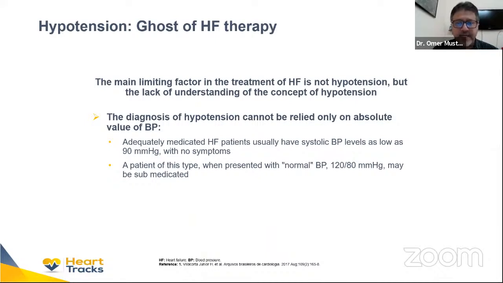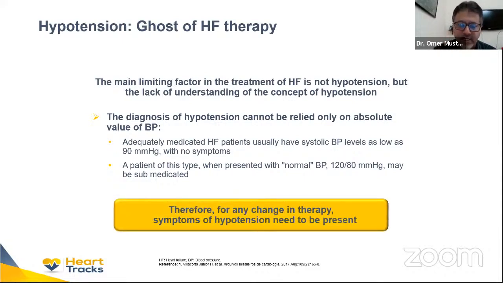The main limiting factor in the treatment of heart failure is not hypotension, but that we are not understanding the concept of hypotension. The diagnosis of hypotension cannot be relied on absolute BP alone. Adequately medicated heart failure patients usually have a low BP, around 90, with no symptoms. So symptoms are important. If the patient is not showing any symptoms of hypoperfusion, I think a BP of 90/60 should not be taken as a complication or as a reason to stop the therapy.